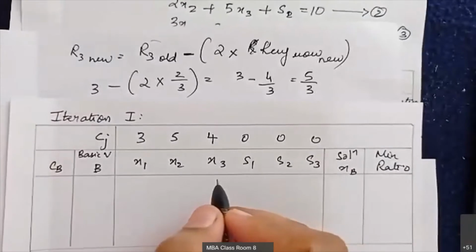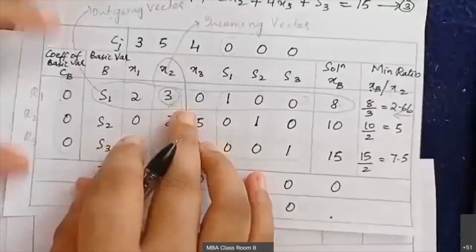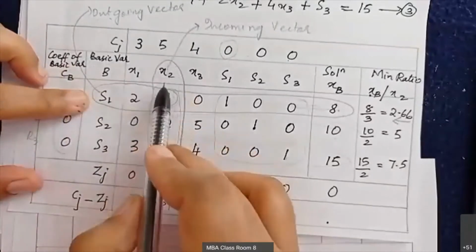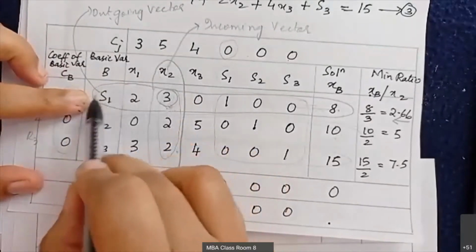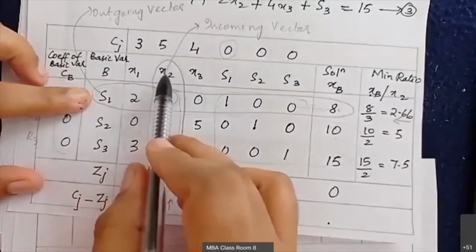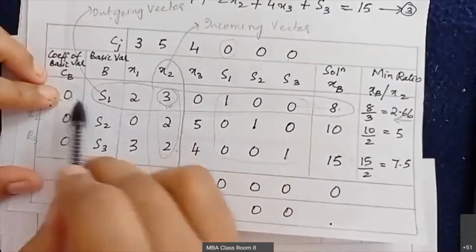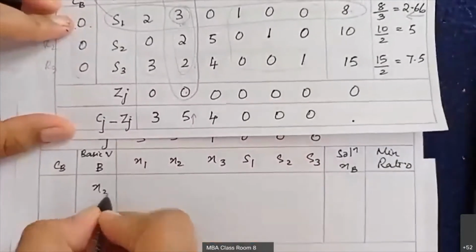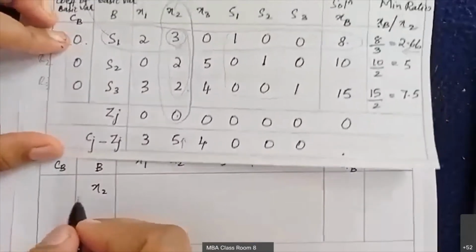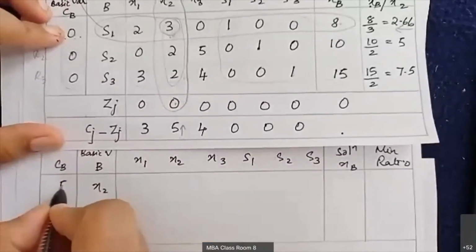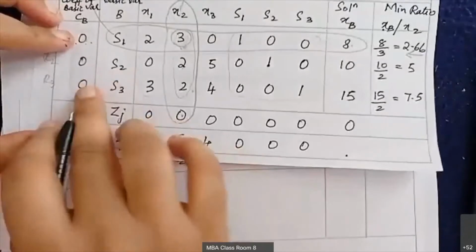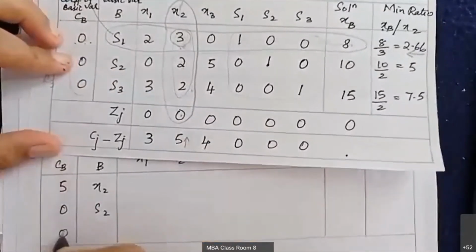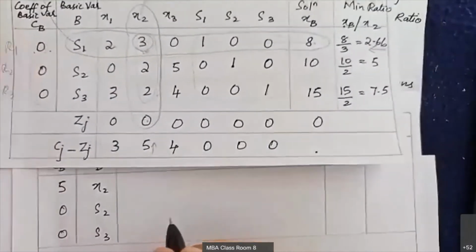We had already told, do you remember, that this is the outgoing vector and this is the incoming vector, correct? So instead of S1, I will be writing x2. Instead of 0, I will be writing the coefficient of x2, that is 5. The rest of the values will remain the same: 0 S2 and 0 S3.